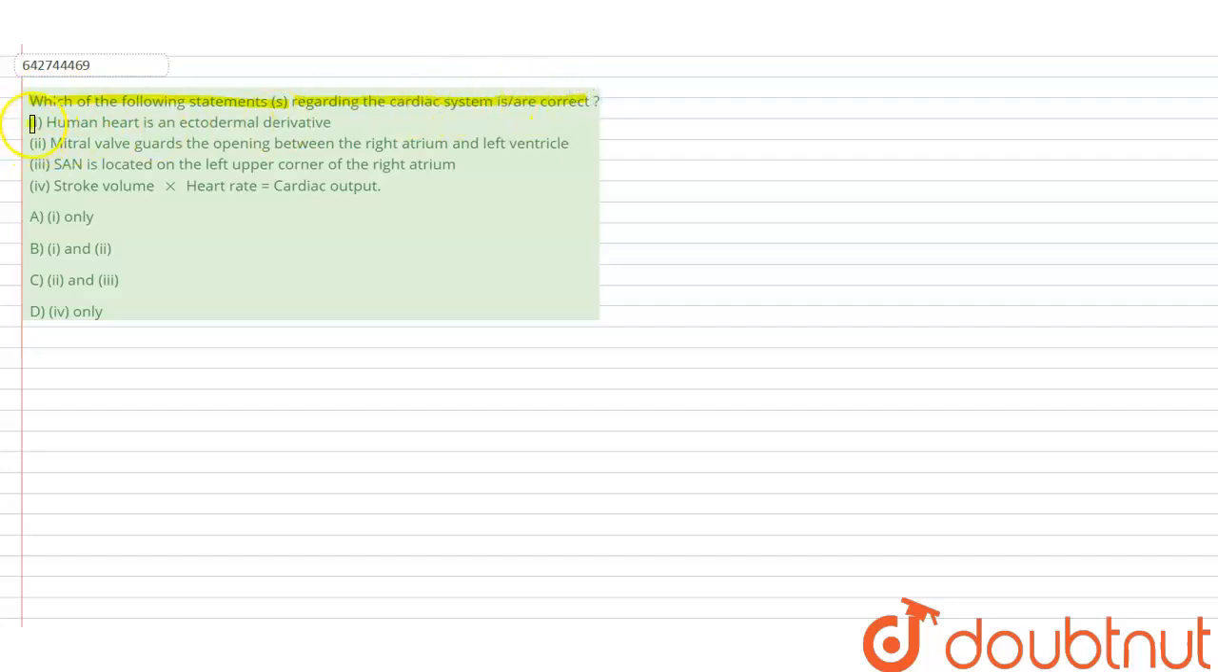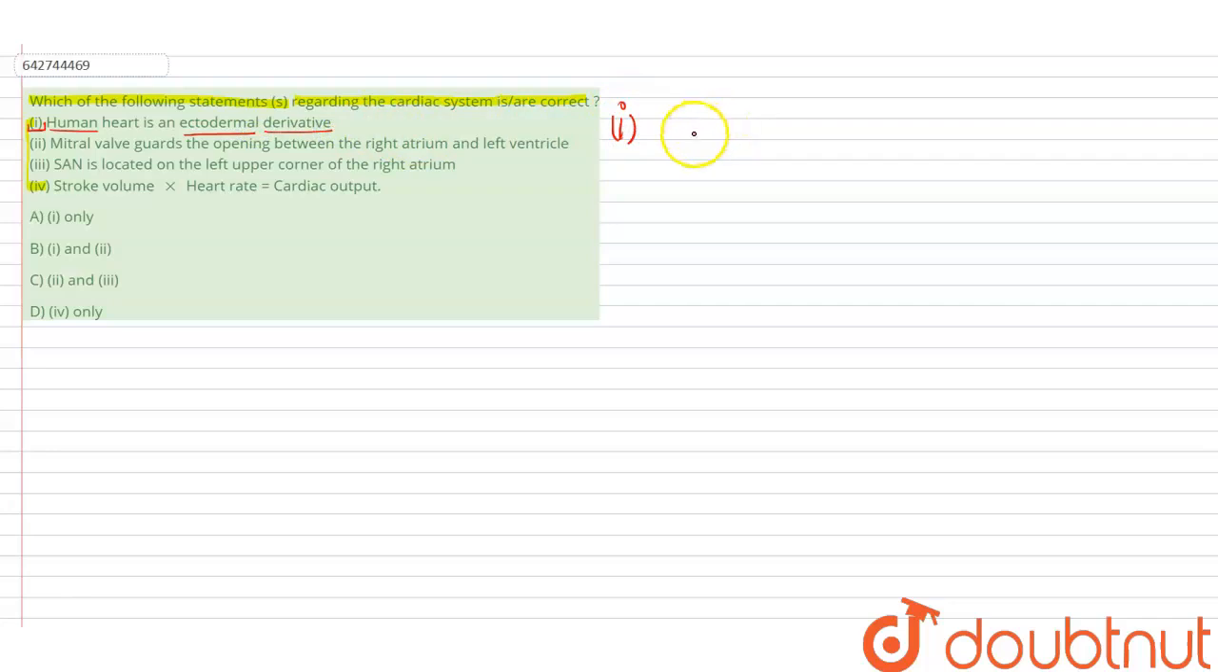The question is, which of the following statements regarding the cardiac system is or are correct? So we are given these four statements and we have to tell which of them are correct. If we start with the first statement, it says that the human heart is an ectodermal derivative. So this is an incorrect statement.